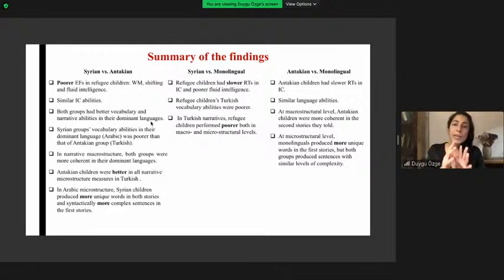So with respect to the variety of the words they used, monolinguals were better than bilinguals. So here, bilinguals didn't show an advantage with respect to the size or variety of their vocabulary, but they didn't show any differences with respect to syntactic complexity.